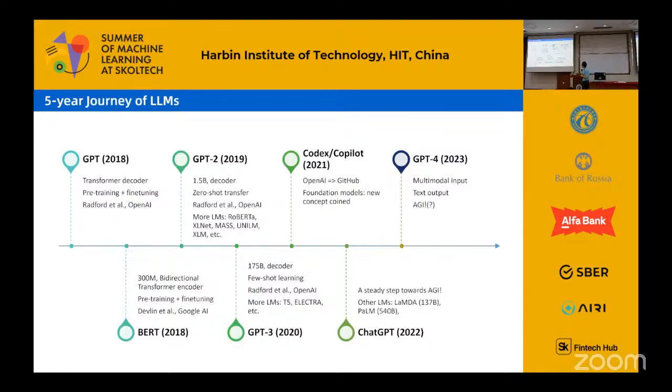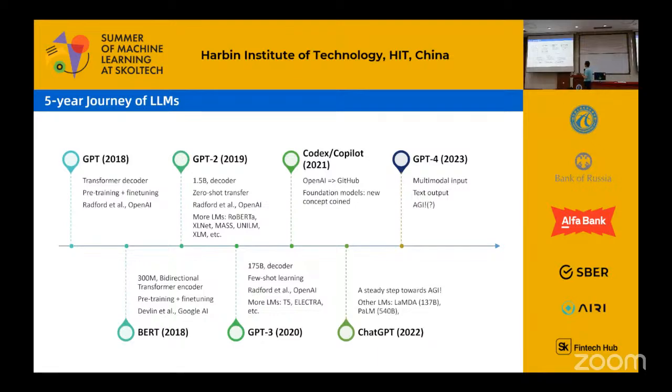GPT-2 was proposed one year later, in 2019. The model size is much larger, 10 times that of GPT-1, and it demonstrated zero-shot transfer capabilities. Then GPT-3 was published in 2020. It's a huge model, 100 times larger than GPT-2, and it demonstrates few-shot learning capabilities. That means given several examples, the model will know what you want to obtain.